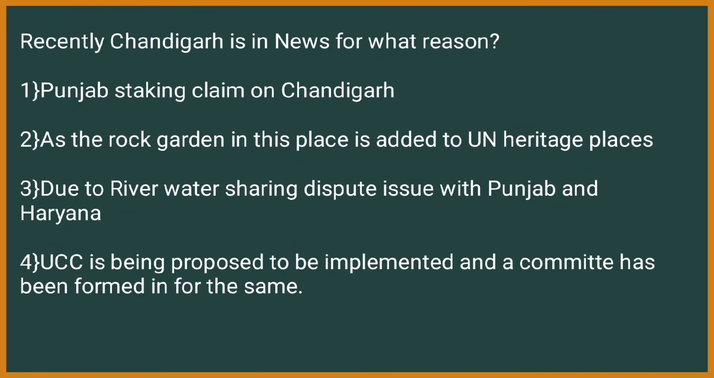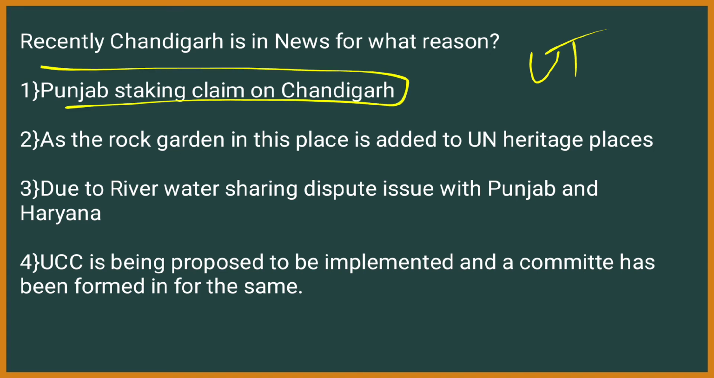Next question. Recently Chandigarh, the Union Territory, was in the news. What is the reason? First one, Punjab's taking claim on Chandigarh. Second, the Rock Garden in this place is added to United Nations heritage places. Third, due to river water sharing dispute with Punjab and Haryana. And fourth one, Uniform Civil Code is being proposed to be implemented and a committee has been formed for the same. Here the right answer is Punjab's taking claim on Chandigarh.